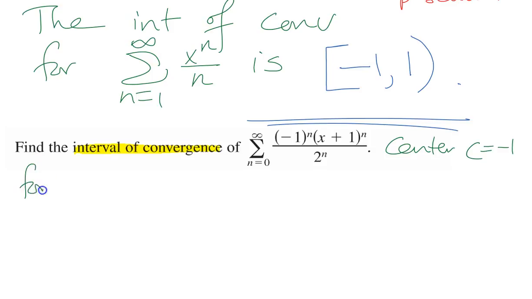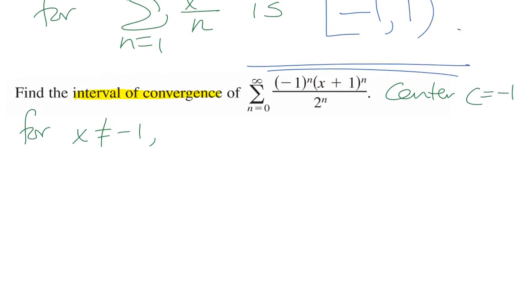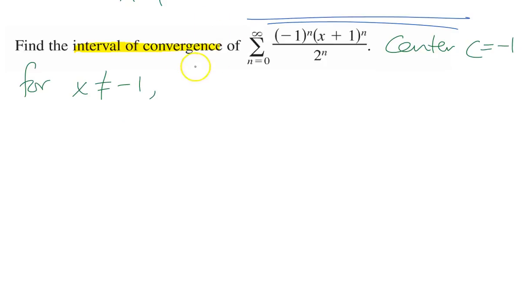Okay, I'll say for x not equal to -1. We know that when x is -1, the series converges, right? So let's go ahead and figure out where else this one converges. Okay, so let's start with the ratio test.